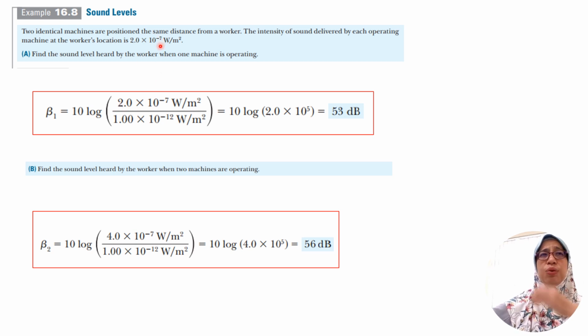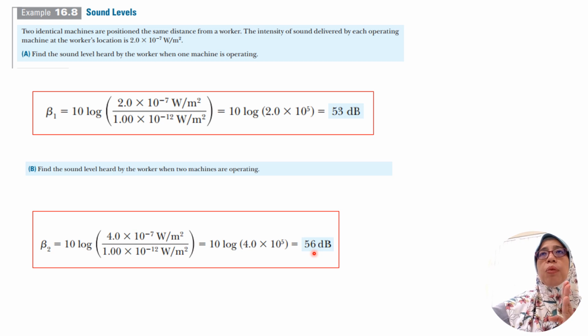2 darab 10 pasal itu 7. And then divide by threshold of hearing, sorry, not intensity. So simplify, you're going to get 53 decibel. Okay, so now the next question, they ask you the same thing, sound level again, but now both machines are operating. So the only difference is, now tadi 2 jadi 4. So notice that the answer now becomes 56.